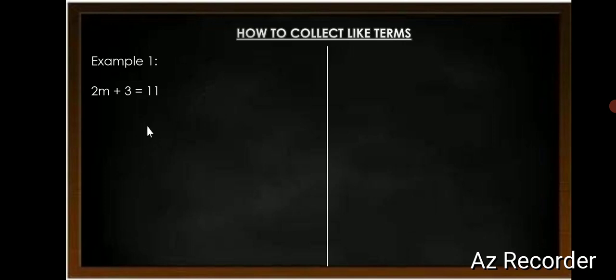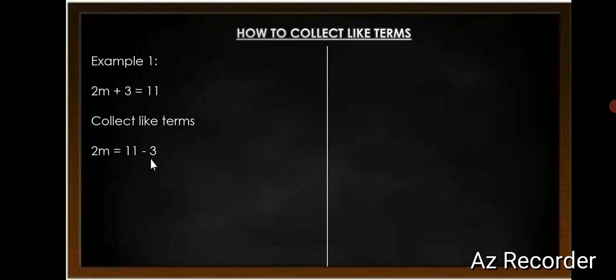Moving forward with this example, we are going to write down collect like terms. As you can see, this 2m remains our 2m here. This equality sign remains this equality sign we have here. The 11 which we had on the right hand side before is this same 11. So as you can see, the plus 3 that crossed over has now become minus 3.